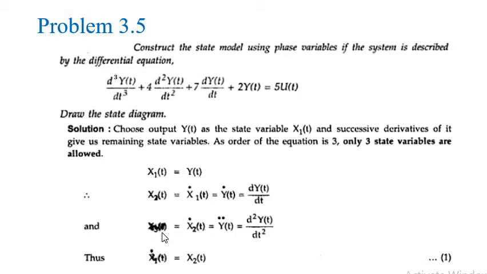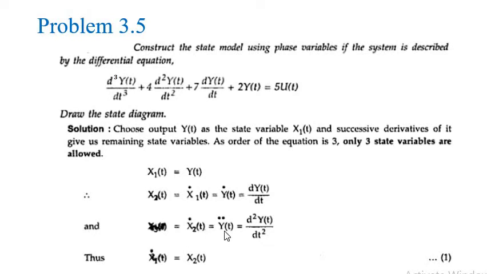Similarly, the next state variable will be x3 of t. x3 of t will be chosen as d square y by dt square, which is y double dot of t, and since y of t is x1 and y dot of t is x2, this can be written as x2 dot of t. I hope it is clear. So, the three state variables are chosen. The first state variable was the output itself, the second state variable was the first order derivative of the output, and the next state variable will be the second order derivative of the output.